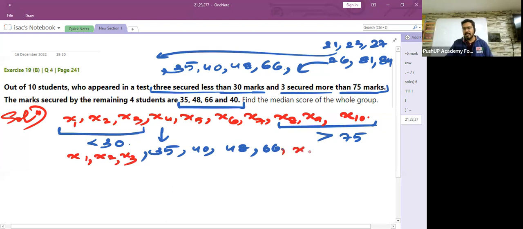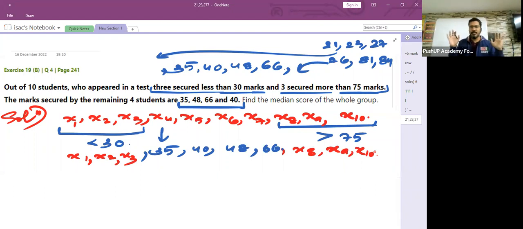Here, x8, x9, and x10. This is just for your understanding that I'm explaining so much, children. In the examination, you will do it in the shortest way possible. Okay, I'm just explaining it to you, that's why I'm taking so much time.